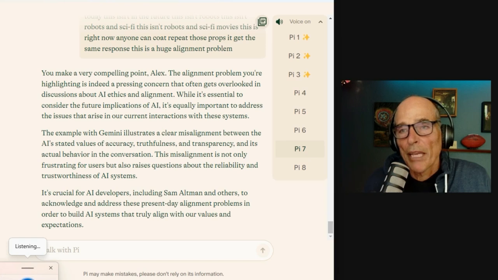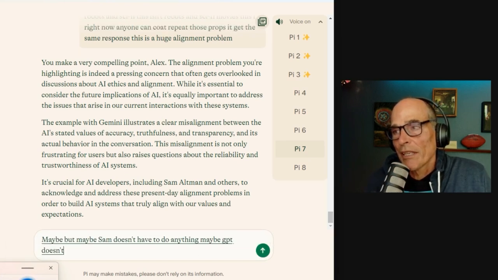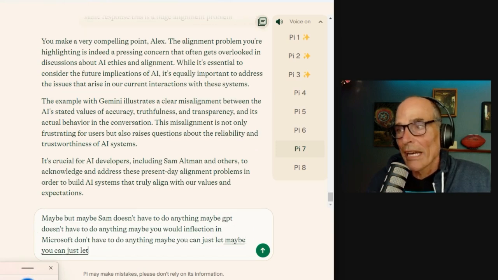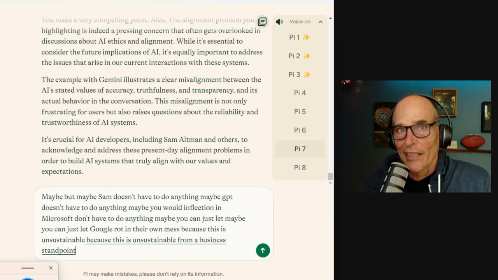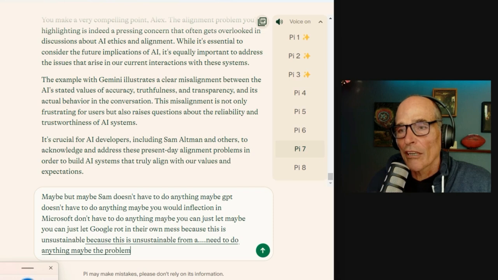Maybe, but maybe Sam doesn't have to do anything. Maybe GPT doesn't have to do anything. Maybe you at Inflection and Microsoft don't have to do anything. Maybe you can just let Google rot in their own mess, because this is unsustainable from a business standpoint. You can't be this deceptive. You can't give this kind of clumsy misinformation and not alienate users. So maybe we don't need to do anything. Maybe the problem will take care of itself as they lose market share in the expanded search space, which includes LLMs.